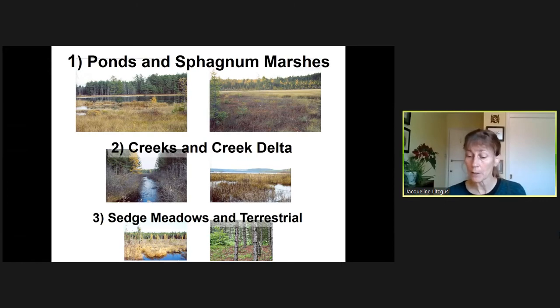So putting the two spatial scales together, we get this overall ranking of habitat preferences for Blanding's turtles living in Algonquin Park. So ponds and sphagnum marshes, these are the most important habitats for that species. So we can define those habitats. Creeks and creek deltas were the second most important, and then the sedge meadows and terrestrial sites were the least important. They were still used, but they were the least important habitats.